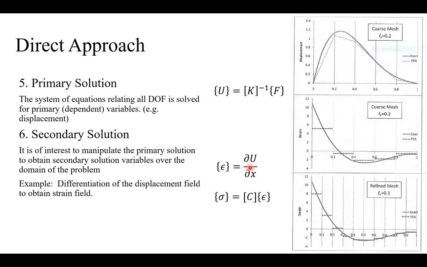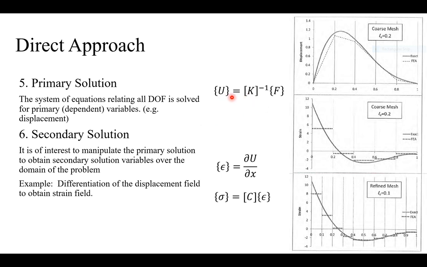And the last step is to get our solution. But we are going to divide our solution into two different solution categories. We are going to call them primary and secondary. The primary solution would be the nodal displacement. And the secondary would be the strains and the stresses. The primary solution would be more accurate because that's what we directly get from finite element.